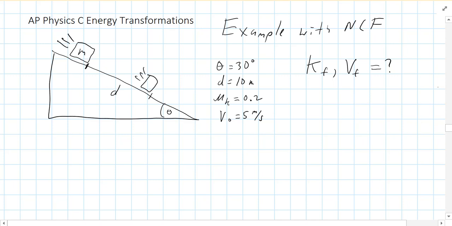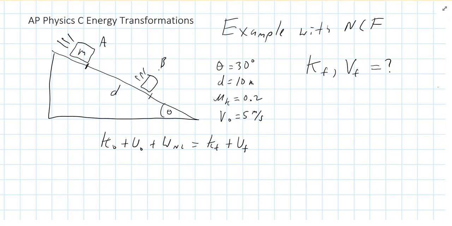Okay, so I'll write out our conservation of energy equation, which is K naught plus U naught plus work non-conservative equals K final plus U final. Now by the way, the two locations we're going to look at are A and B, obviously. So that's our starting and final positions. The first thing we're going to do is there is a K naught, so I'll leave that term there. Is there a U naught?